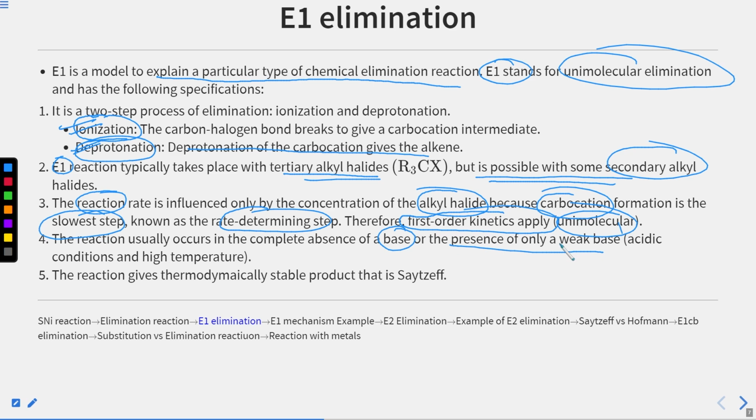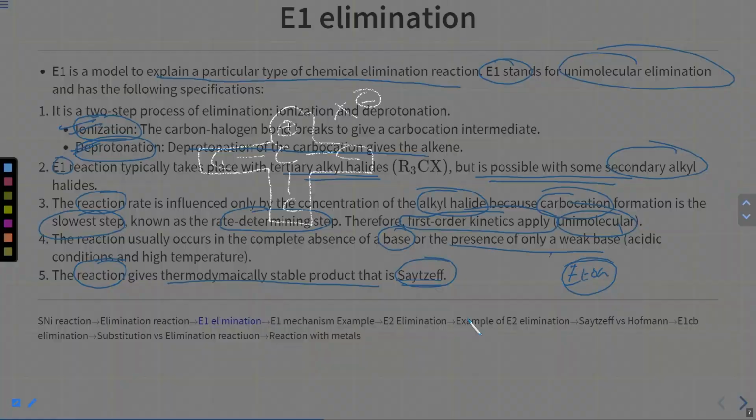Or in some conditions you may be given a weak base. Weak base means like we can have EtOH. Okay, weak base. Now this reaction gives thermodynamic products. This is very important. I have mentioned earlier two types of products are possible. The more substituted one is called Saytzeff. Now this reaction only gives this Saytzeff product, that is the more substituted alkene or more stable alkene. Okay, the thermodynamically stable alkene.